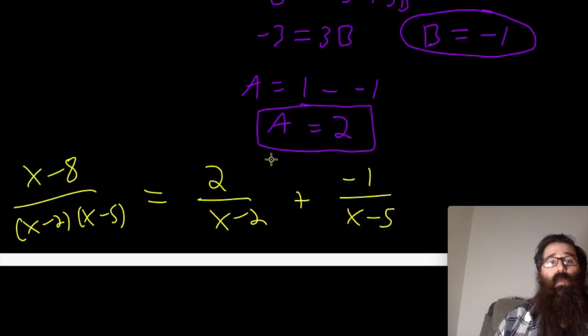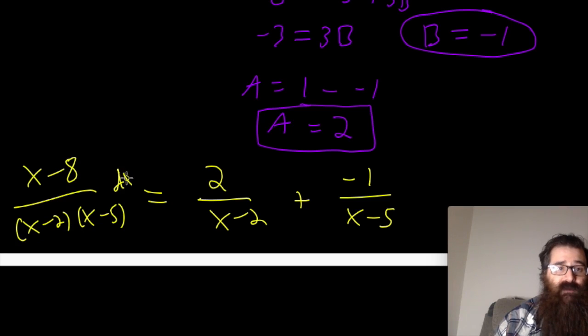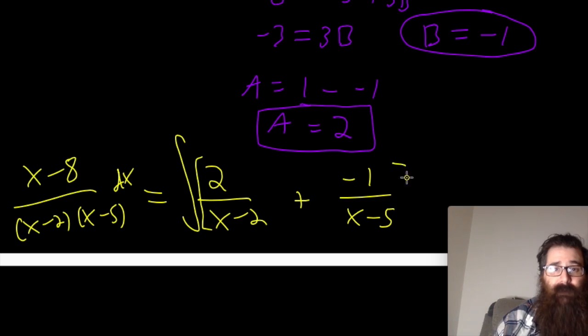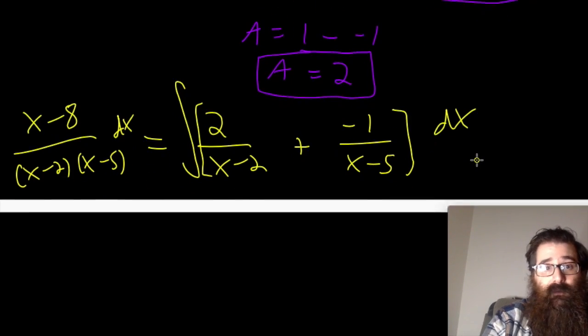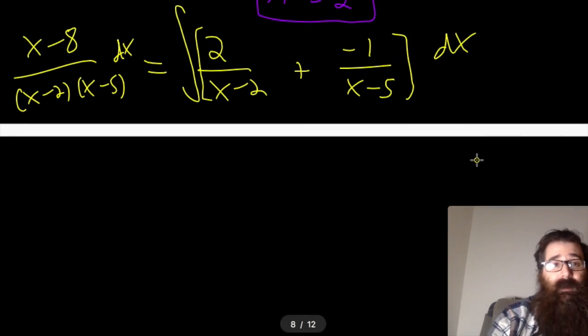Now, what did I want to do? I wanted to integrate this original rational function. But instead of integrating this, which is very difficult to do, I would prefer to integrate its partial fraction decomposition. So we integrate these smaller fractions instead. That's why we go through this work. And this isn't so bad to integrate.